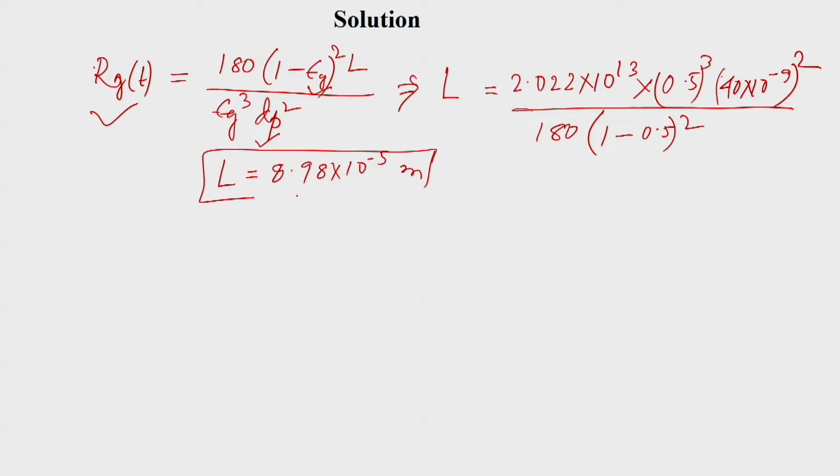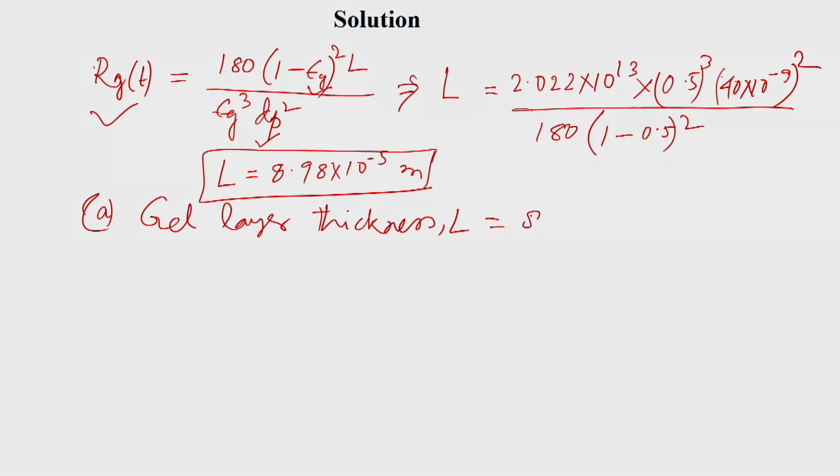So, we can say the thickness of the gel layer is 8.98 into 10 to the power minus 5 meter. So, gel layer thickness L is equal to 8.98 into 10 to the power minus 5 meter. So, this is one answer.